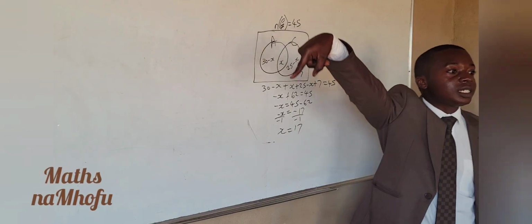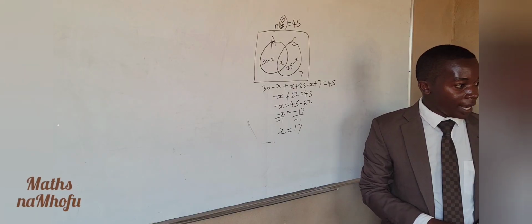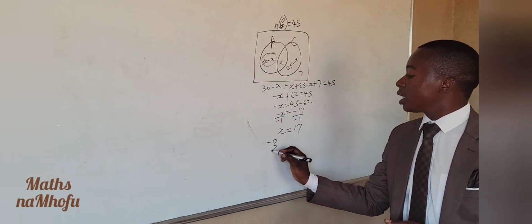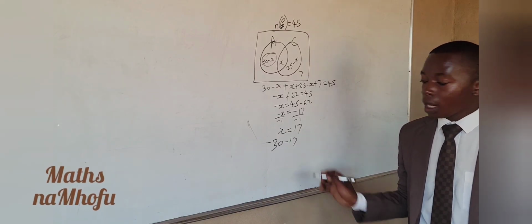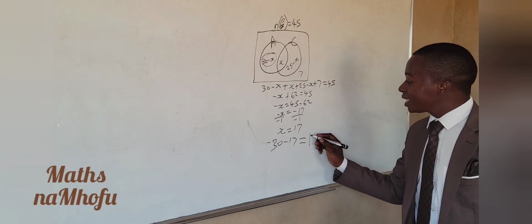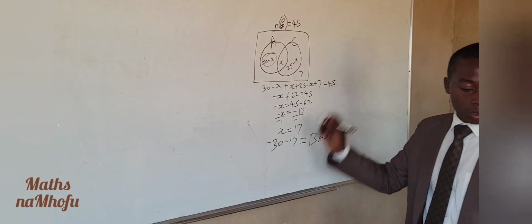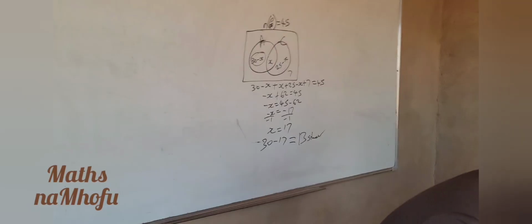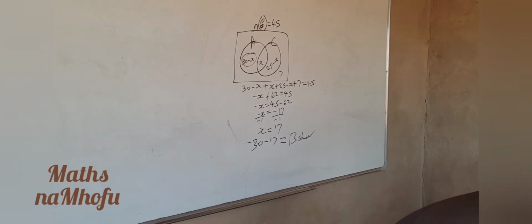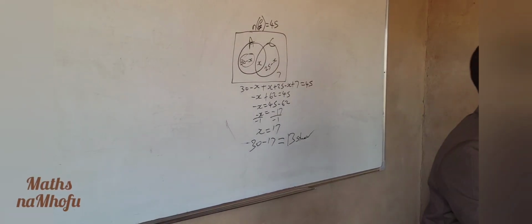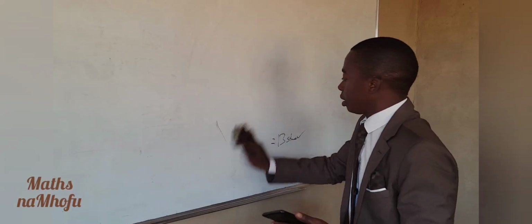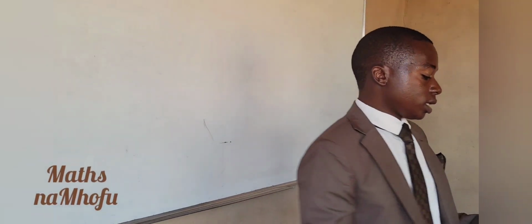The value of x is 17, but it's not the value of those that do agriculture, right? The value of those that do agriculture is 30 minus x. So it's 30 minus 17 do agriculture. 30 minus 17, what do you get? 13, right? So 13 students do agriculture. Simple. 13 students do agriculture only. Are we together? So those that do both is 17.